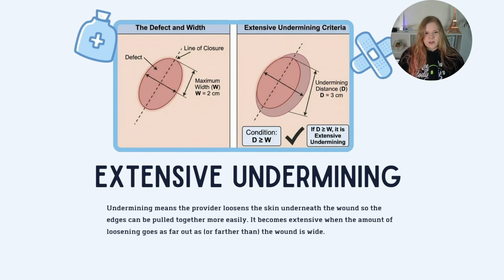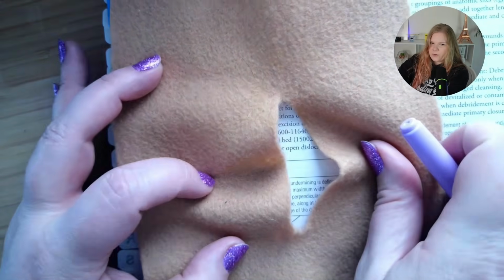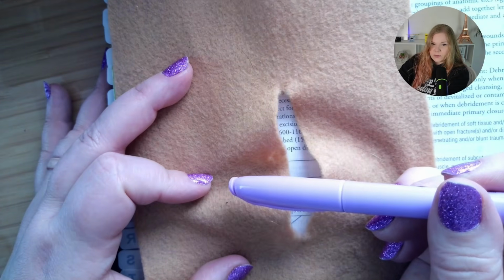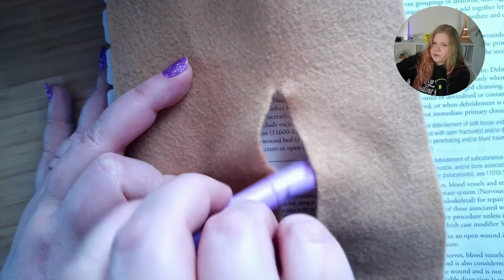So the definition of extensive undermining is when the amount of that sweeping under and loosening goes out as far as that wound is wide. So let's say we have this laceration here and maybe it's pulled apart a little bit. And this is 5 centimeters and it's like 2 centimeters wide. We would need to go in at least 2 centimeters for it to be considered extensive undermining.